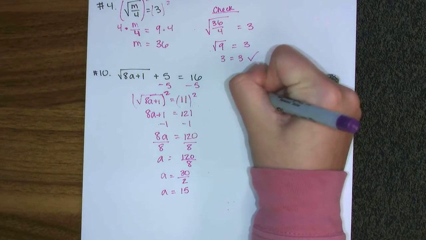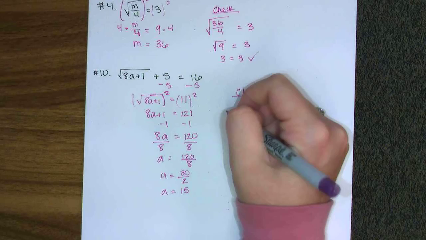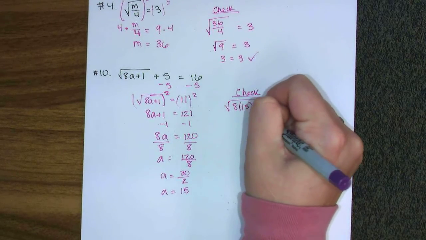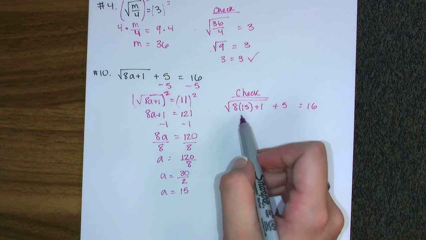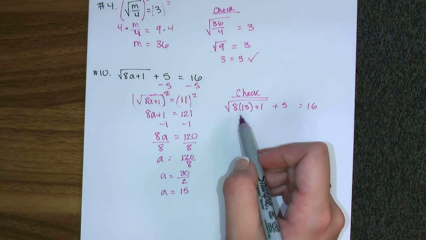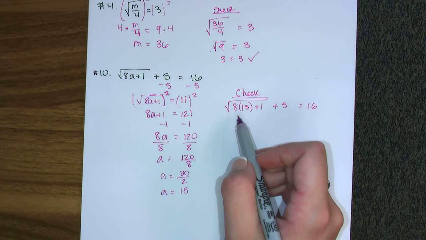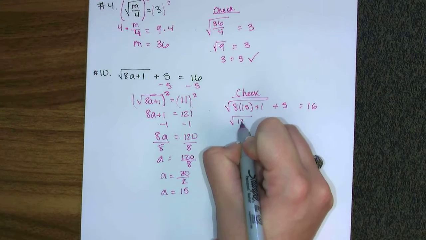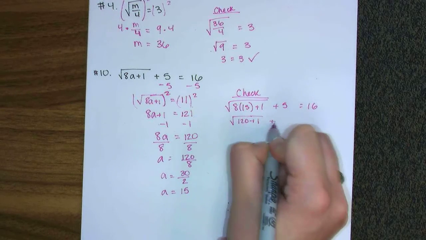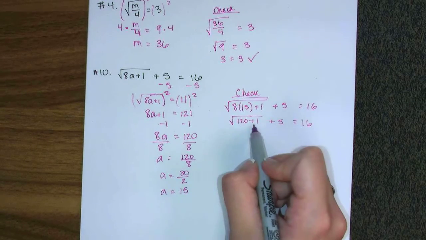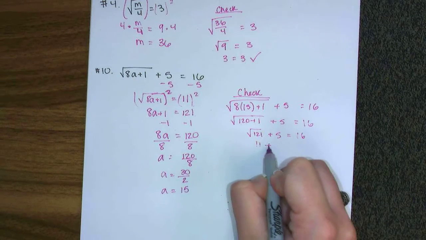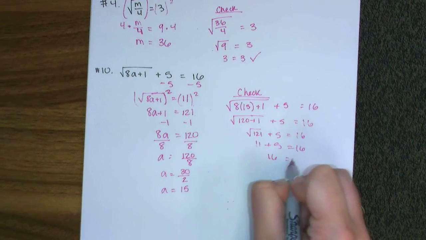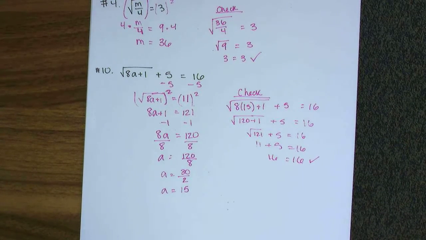And actually, hopefully you realized I forgot to check, so I need to do that. Square root of 8 times a, which is 15, plus 1, plus 5 is equal to 16. 8 times 15 is 120. So this is the square root of 120 plus 1 plus 5 is equal to 16. 120 plus 1 is the square root of 121 plus 5 is equal to 16. Square root of 121 is 11, plus 5 is 16. 16 is equal to 16, so we're good there. Sorry about that, I had forgotten to check. Hopefully you caught that and were wondering what I was doing.